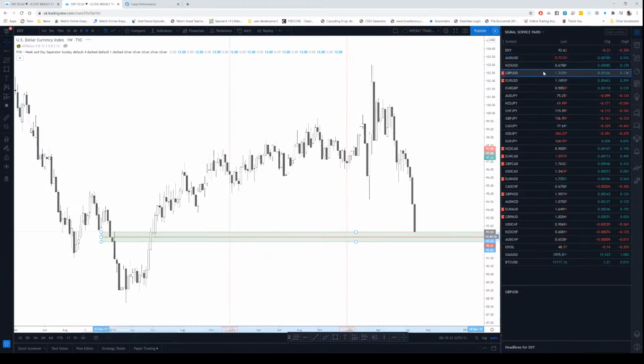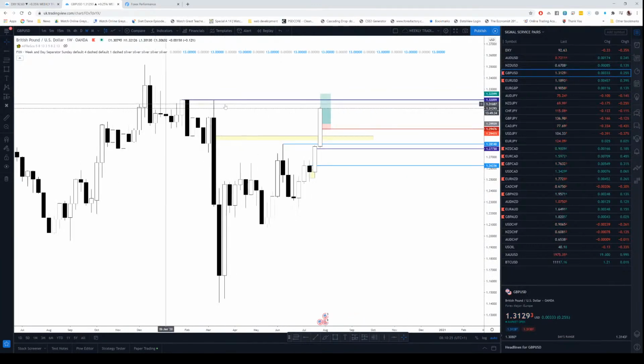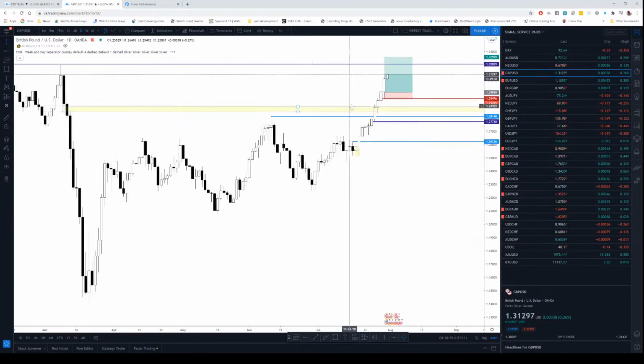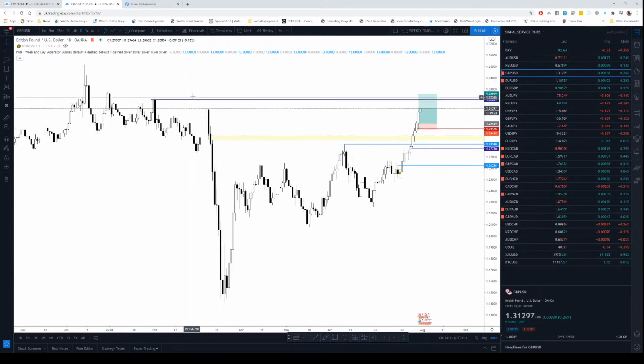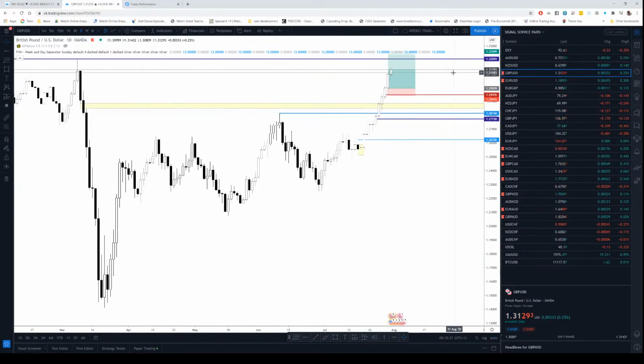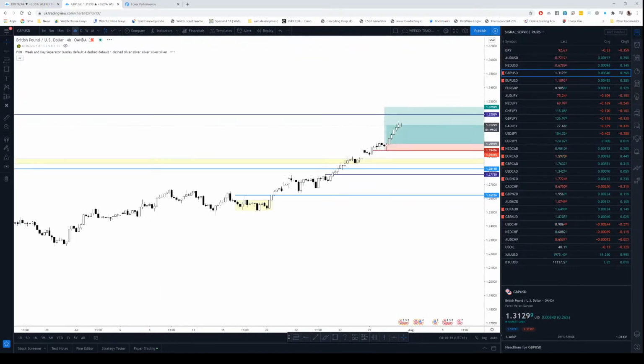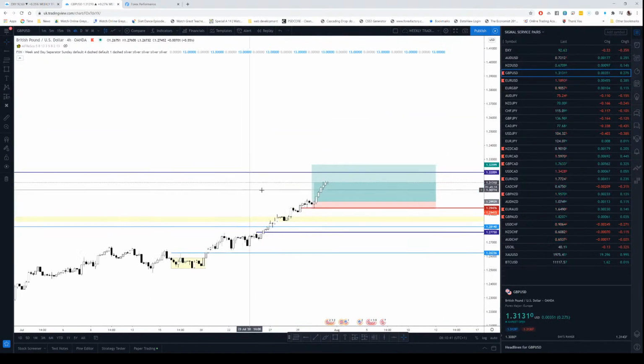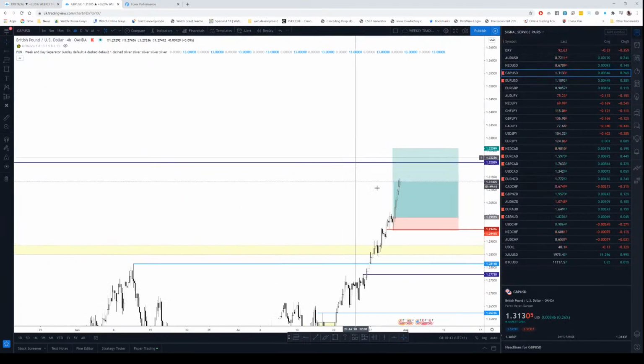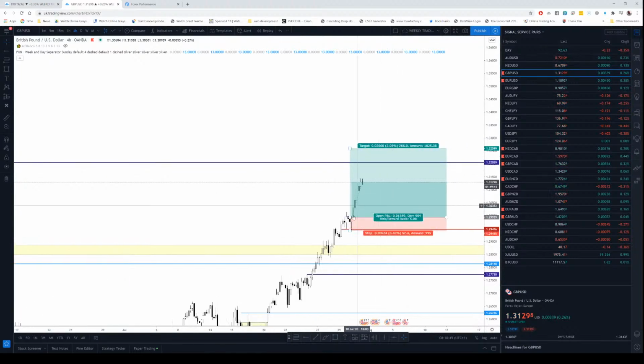Okay, so on the pound we do have this equal high here, which is the next target. So I'll play this one because equal highs are a magnet to price. Okay, so I'll play the pound on the upside. So if we drop down to the 4-hour, we can see clearly yesterday, since that retracement, we've just been pushing up and up and up.